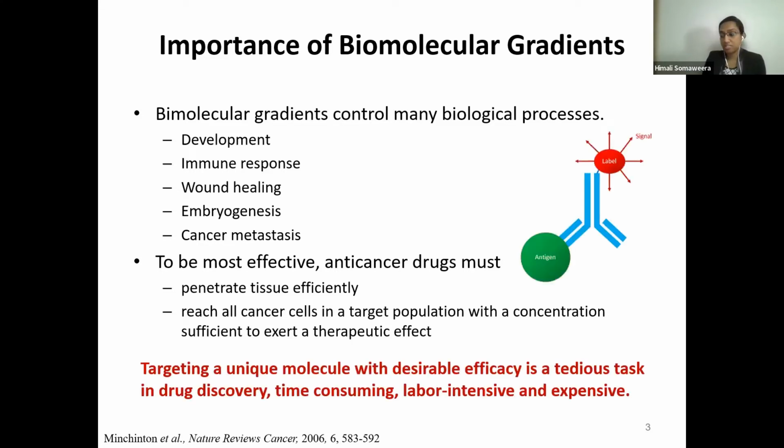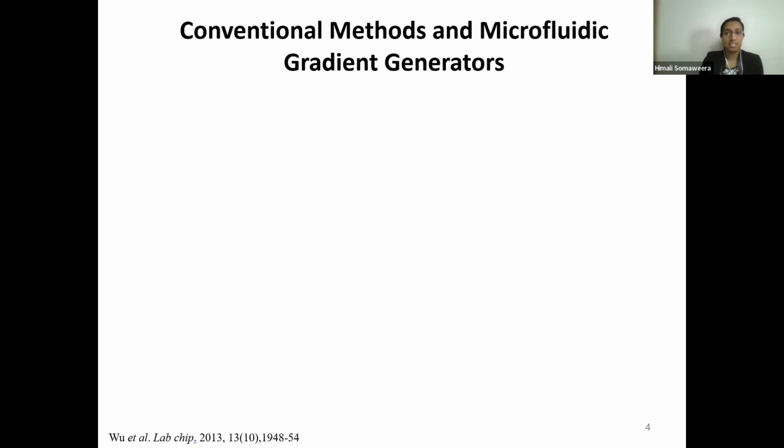But the problem they're mostly facing, even right now, is targeting a unique molecule with desirable efficacy. That is a problem in drug discovery, because it's time consuming, labor intensive and expensive. So that's why microfluidics plays an important role compared to the conventional methods, because microfluidic gradient generators have specific unique features for gradient generation on cells.